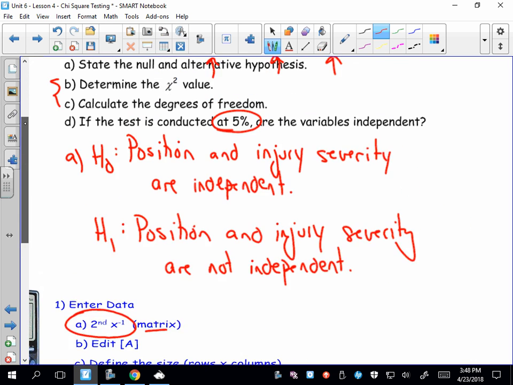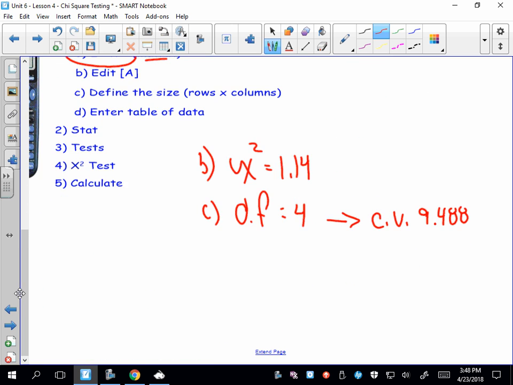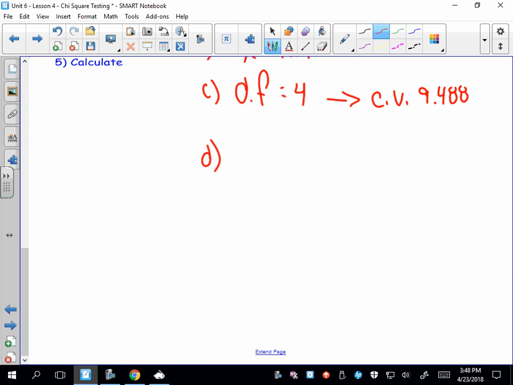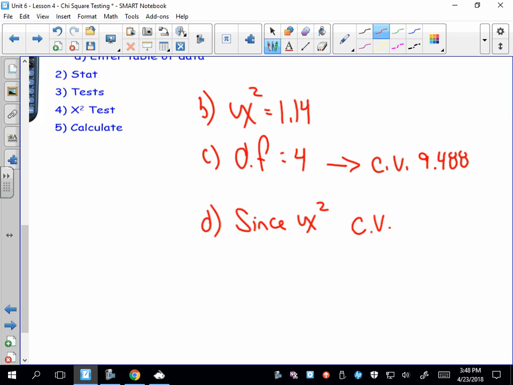Part D, let's make our conclusion. So how does this work? We're going to compare chi-squared to our critical value. So chi-squared was 1.14, critical value was 9.488. Chi-squared is way less than critical value. That means there's not that much difference. We have to accept H0.